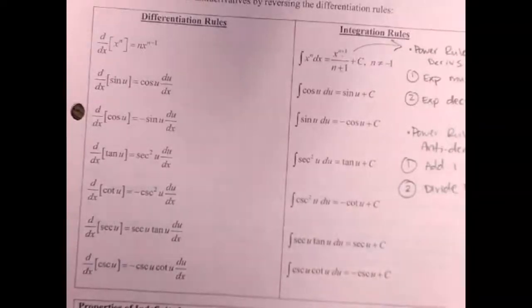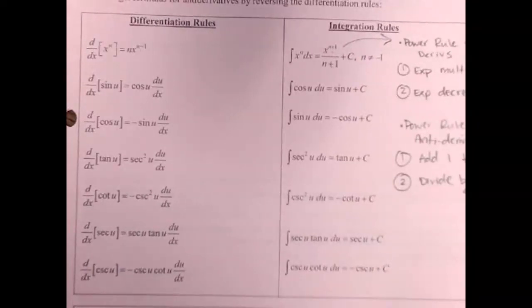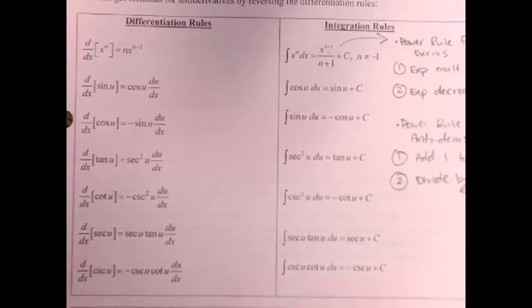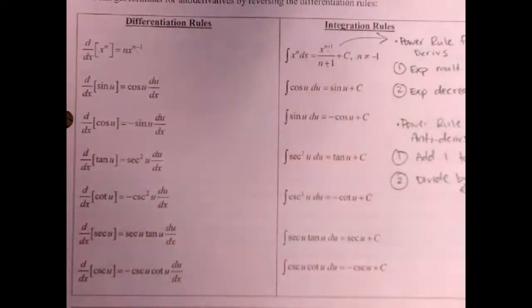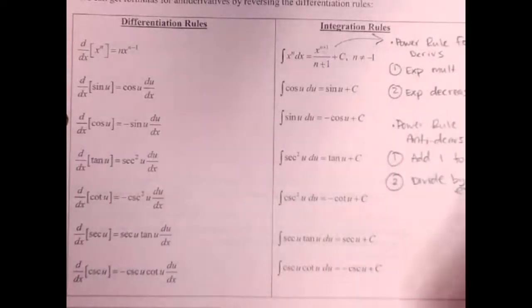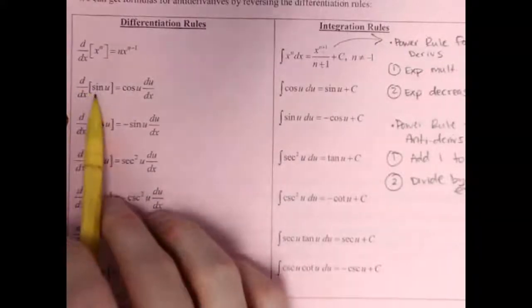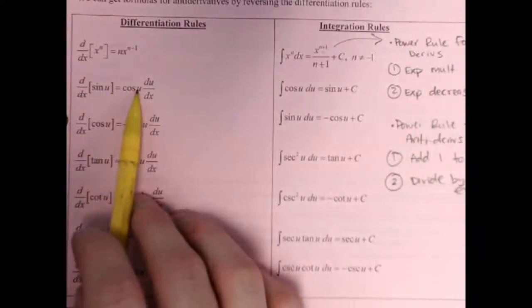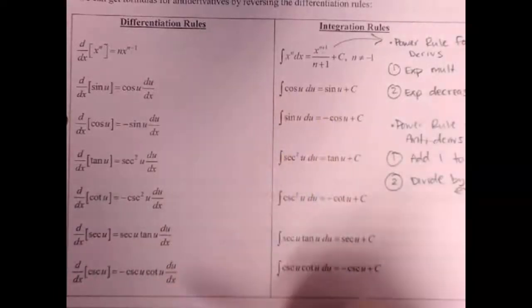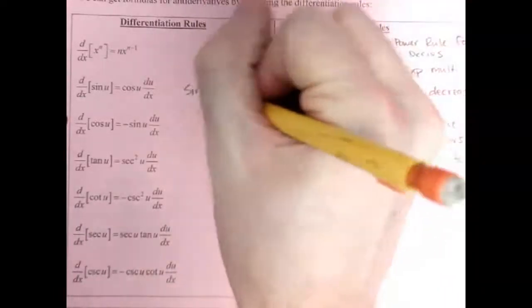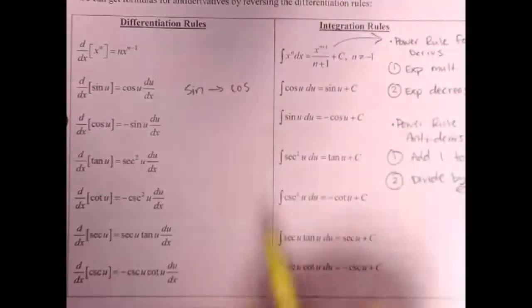Okay, so we have the derivative rules on the left, and we have the corresponding reverse rule, the integration rule, on the right. There's your power rule. And for the trig functions, you just work your way backwards. There's nothing really nice or shortcut here. It's just knowing what your derivative is and then working backwards. If the derivative of sine is cosine, well, that means the integration of cosine is sine, right? Sine gives you cosine. Therefore, if you integrate cosine, you would get back to a sine.